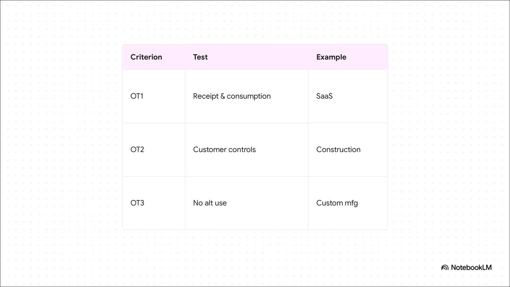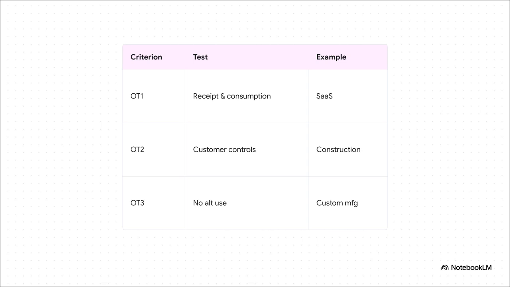Okay, we have 3 specific tests here. And the best part? You don't need to pass all of them. If your contract meets just one of these criteria, you qualify for overtime recognition. First up, OT1. This is simultaneous receipt and consumption. Basically, the customer receives and uses the benefits as you do the work. Think of a software subscription or payroll processing. They are benefiting day by day.